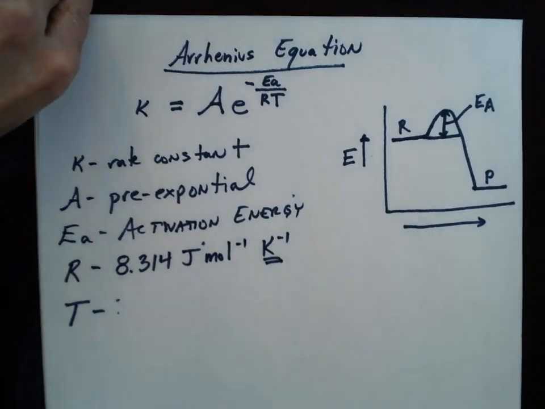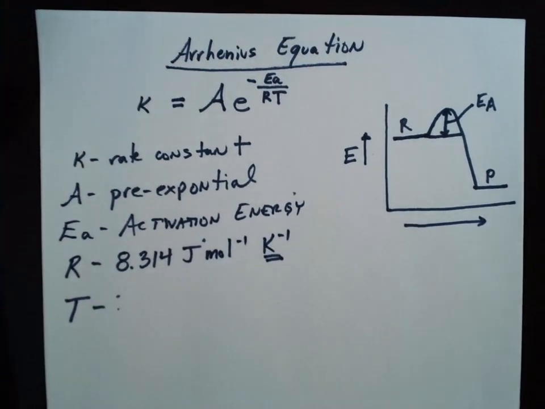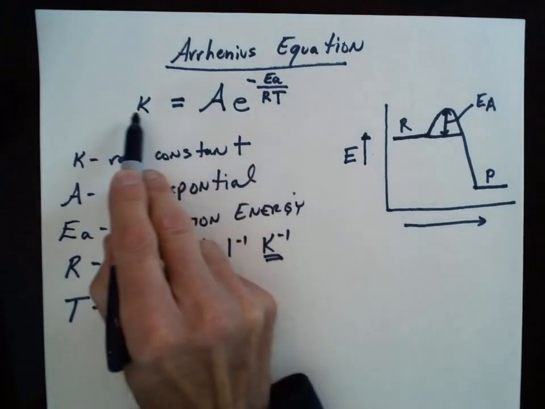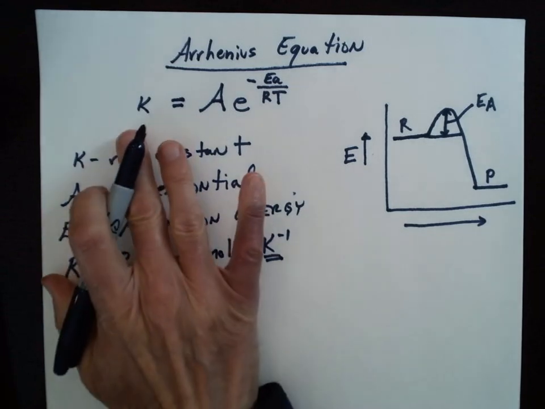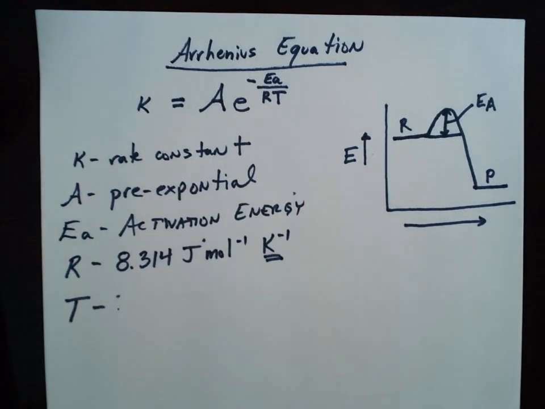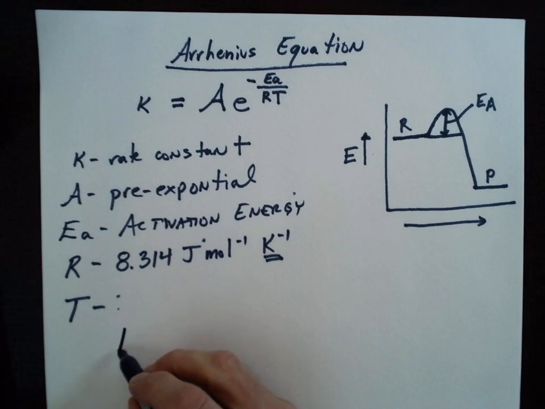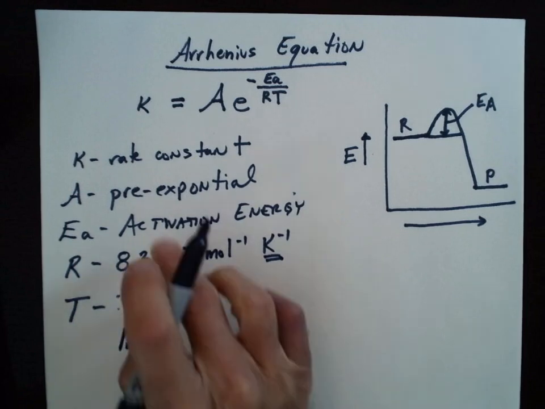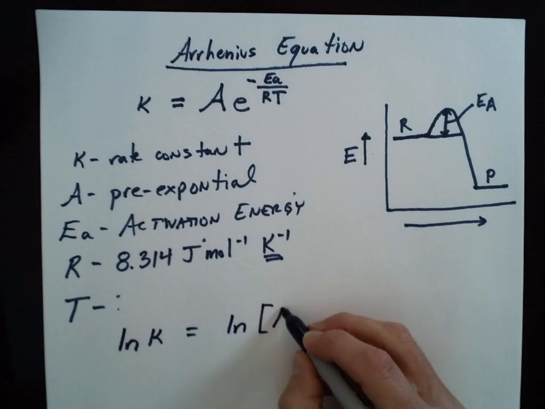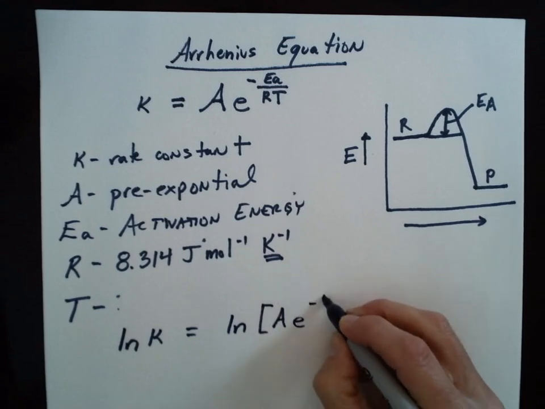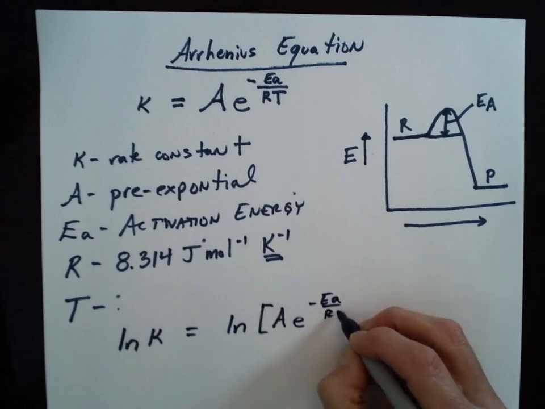Now, as we do with many things in our study of kinetics, we can linearize this equation. And if we linearize this equation, we take the natural log of both sides of the equation. So we're going to take the natural log of the rate constant over here, and that's going to be equal to the natural log of everything on this side, like that.